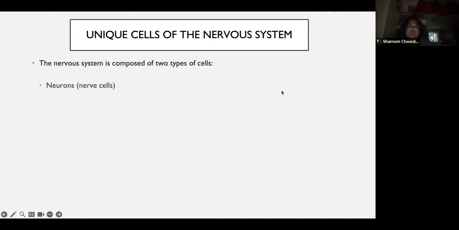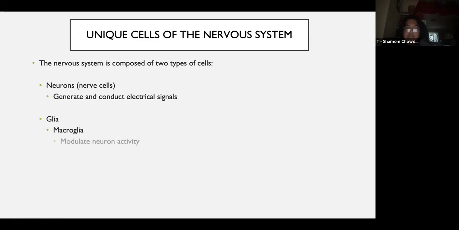So the nervous system has two types of cells, neurons, which are your nerve cells. They help generate and conduct electrical signals or action potentials throughout the body. And then glia. There's macroglia, which help modulate neuronal activity. They help provide support for neurons. An example is oligodendrocytes, Schwann cells, which help produce myelin, and then astrocytes, which also act like the white blood cells of your brain.